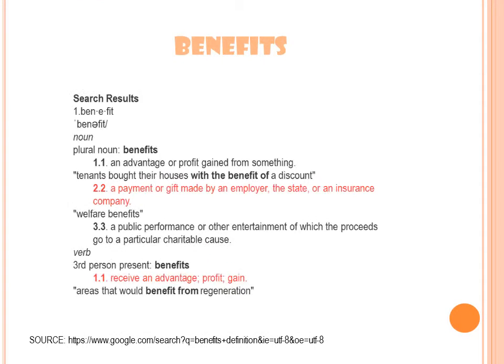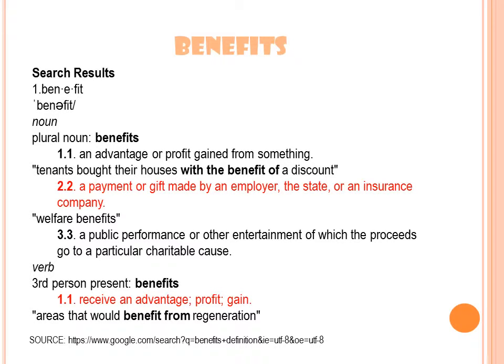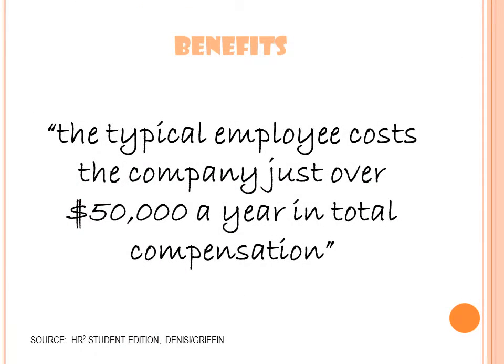Benefits are things of value that an organization provides to the employee over and above compensation for work performed. Our textbook states that the typical employee costs the company just over $50,000 a year in total compensation. Many employees do not realize the huge cost to the organization to provide these benefits for them. However, in comparison to other countries, the U.S. ranks fairly low in the cost of benefits programs.